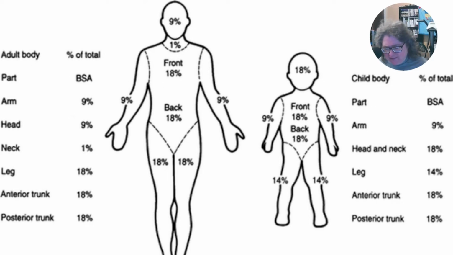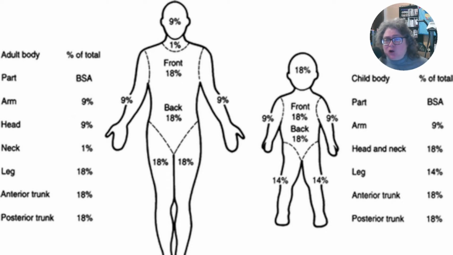So we can see that in the adult, the front of the head and neck is 4.5%. The back of the head is 4.5%. It's 9% total. Okay? The front, the chest and the abdominal area, is 18%. The back of the adult, the upper back and lower back, is 18%. So the front is 18% and the back is 18%. Two different things. The arms, same thing with the arms.